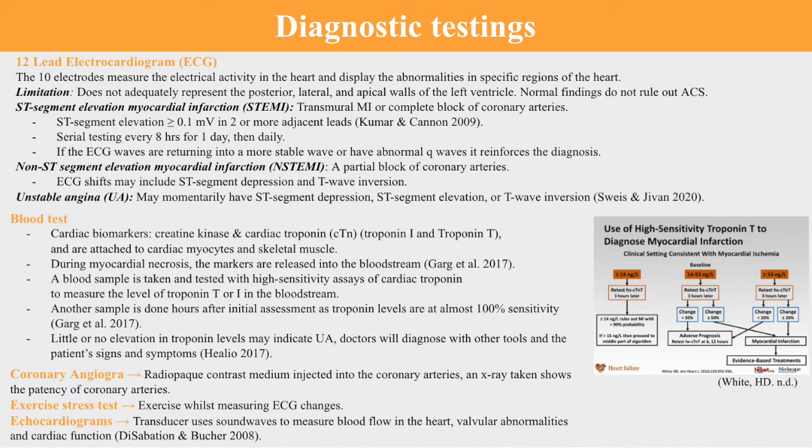A limitation of this diagnostic test is that it does not adequately represent the posterior, lateral, and apical walls of the left ventricle. Also, normal findings do not rule out all ACS. Thus, it is diagnosed with blood tests and the doctor's assessment of patient history, signs, and symptoms.